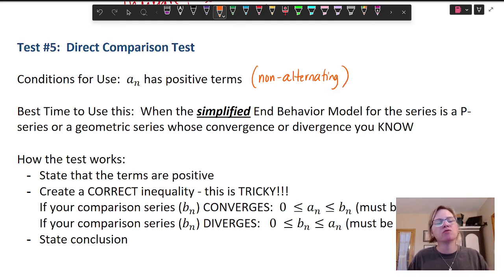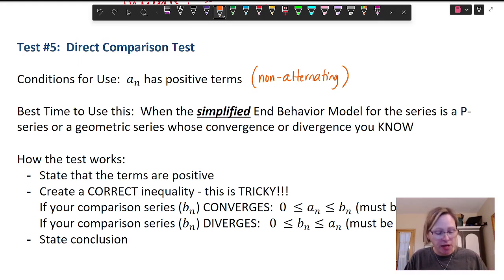There are some other situations where you could have negative terms depending on what n starts at, but in general, the biggest thing to look out for is that it's a non-alternating series. The best time to use this is when the simplified end behavior model for the series is a p-series or a geometric series whose convergence or divergence you know. There are other situations where we could use it, but these are the best case scenarios to use this particular test. Now, there are times when this test is not going to work, and we have another comparison test in the next video that will talk you through what we do when I can't use this direct comparison test. Now, this test is very picky, so here's how it works.